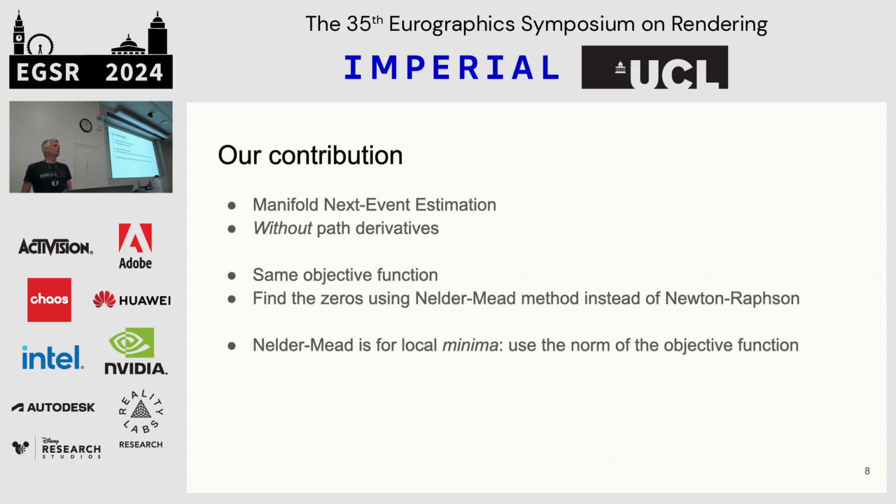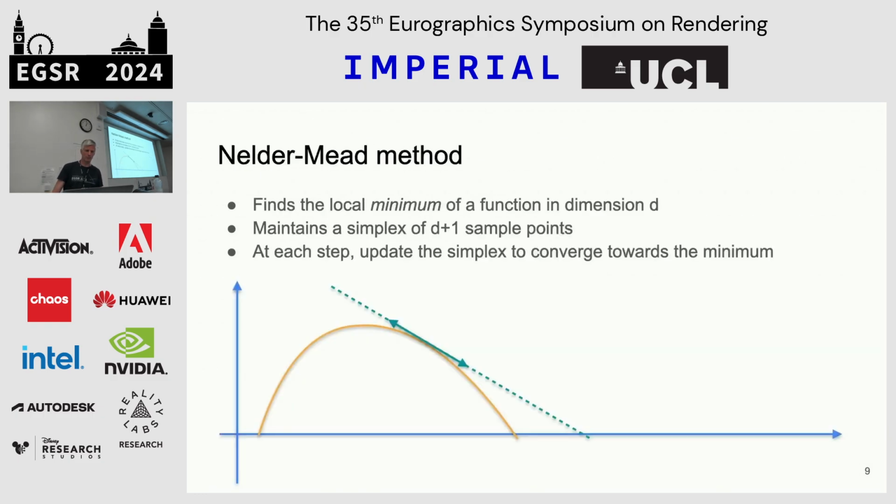So our contribution is manifold next event estimation without path derivatives. We're going to keep a lot of the existing methods. So we have the same objective functions, and we're just going to find the zero of the objective function using the Nelder-Mead method instead of the Newton-Raphson method. The problem also is that the Nelder-Mead method is for finding the local minimum of a function, instead of the zeros, so we just take the norm of the objective function, and then the zero is a minimum.